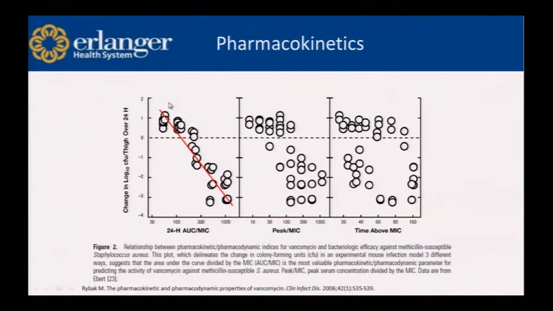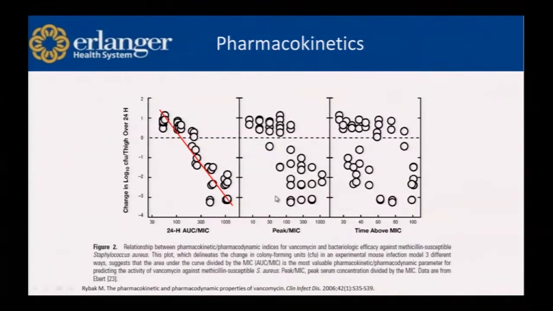So let's see if I can depict this a little more easily. So here we have high colony-forming units. The higher your AUC to MIC gets, the less colony-forming units you have. So this is showing your bactericidal efficacy as a function of an increase in AUC to MIC.